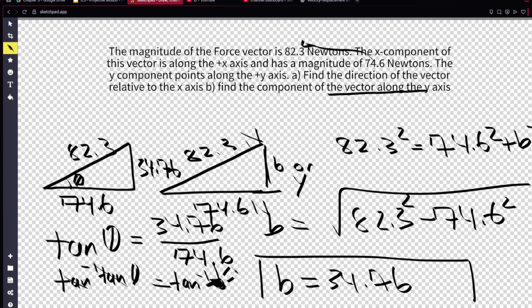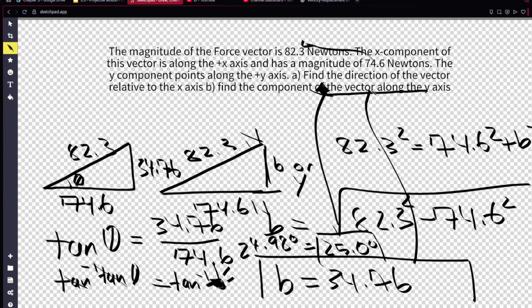And we get 24.98 degrees. You can round to sig figs, so that would be 25.0 degrees, logically. And so the answer is 25.0 degrees above the x-axis for the first part, and it's 34.76 newtons tall. That's all it is.